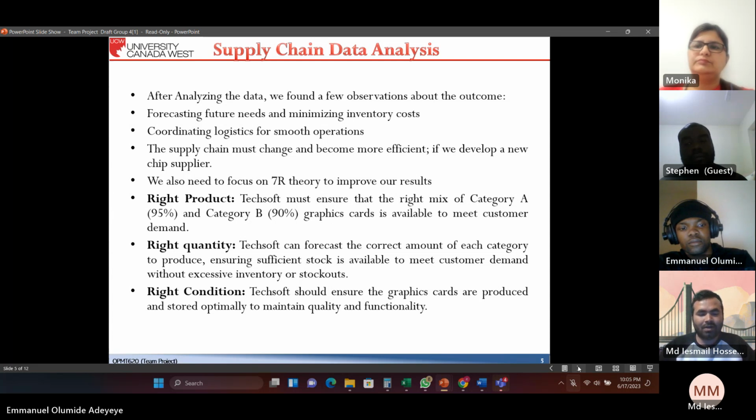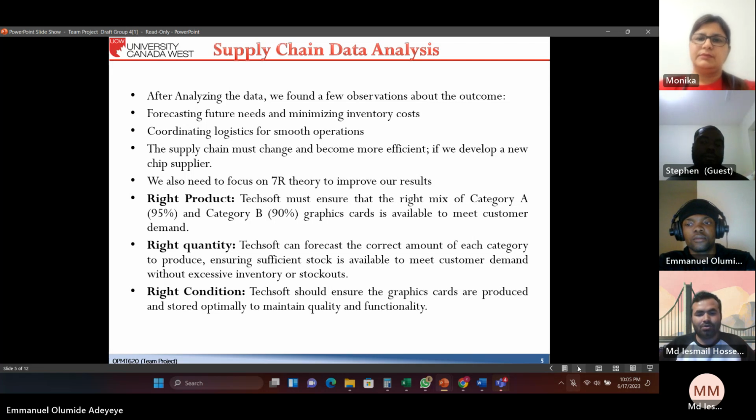Here are the other points: right product, right quantity, and right condition. The first one is TechSoft must ensure the right mix, so category A is 95% and category B is 90% of graphics cards available to meet customer demand. And the third point is TechSoft should ensure the graphics cards are produced and stored optimally to maintain quality and functionality. So next slide, please, Emmanuel.